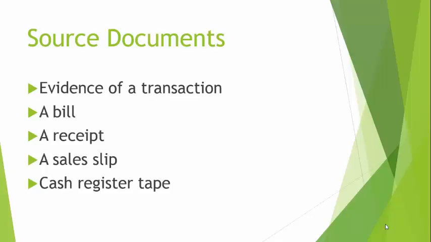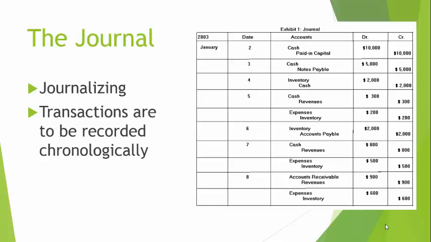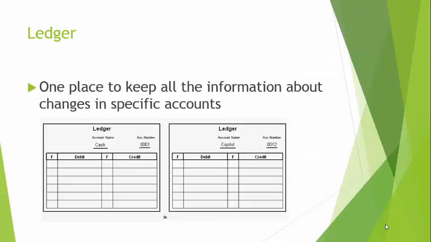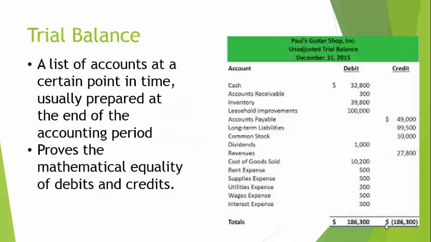Source documents are evidence of the occurrence of a transaction, such as a sales slip or cash register tape. The journal is the beginning of putting accounting into practice. It is the accounting record in which transactions are initially recorded in chronological order. The ledger is a group that contains all asset, liability, stockholders' equity, revenue, and expense accounts. The trial balance is a list of accounts and their balances at a given time.